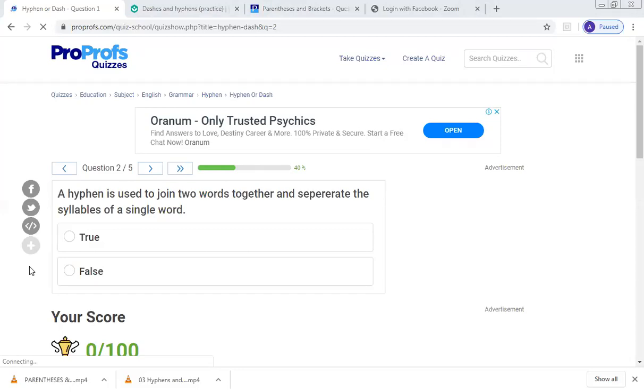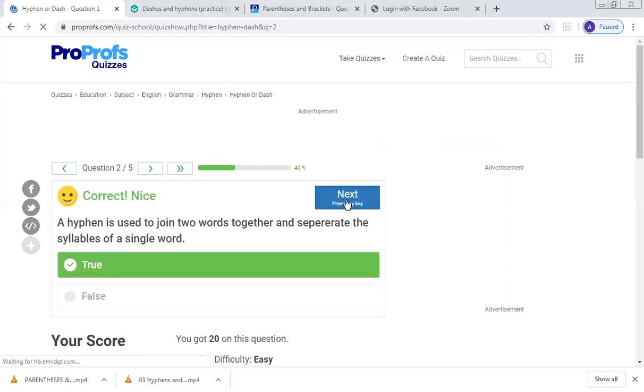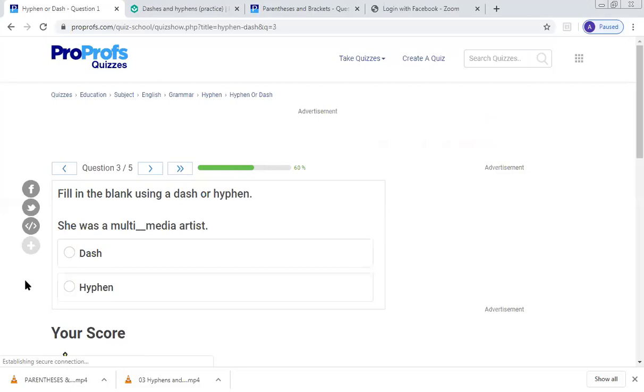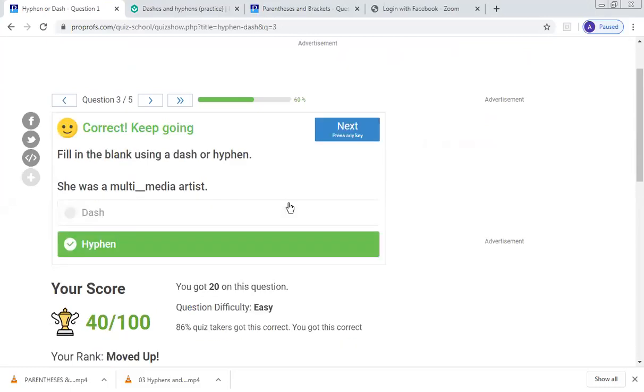A hyphen is used. Yes, Yahya, what do you think? A hyphen is used to join two words together and separate the syllables of a single word. True. Okay, let's see it. Okay, Basil, one more please, and then we'll have Yahya or anyone else. Fill in the blank using a dash or hyphen. She was a multi-blank media artist. Hyphen. Why? Because it's just connecting two words, not a sentence or a phrase.